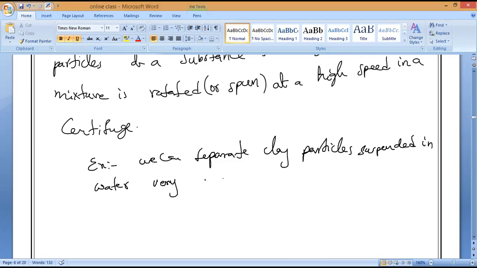Very rapidly. What do you mean by rapidly? Very fast. Rapidly, by centrifugation. Is it okay, everybody?